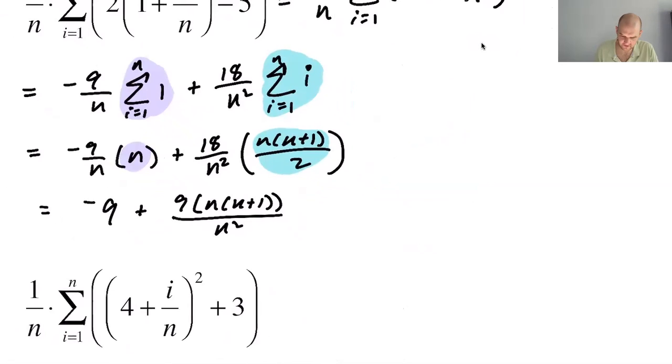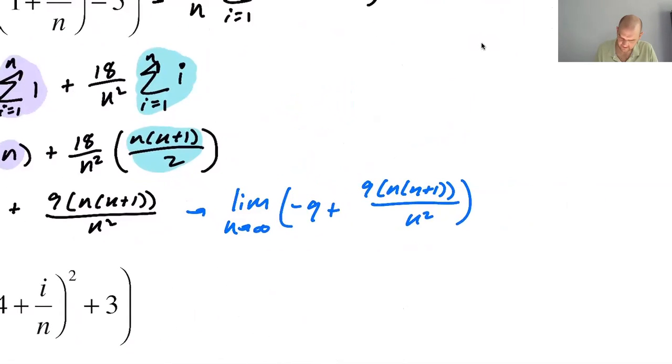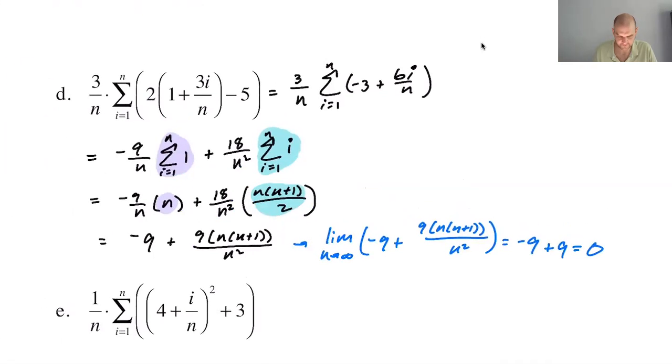I'm going to do it in a different color because it's not really related, but, well, it's very related. If I let n go to infinity, negative 9 plus 9 times n plus 1 over n squared. This is just going to be negative 9, because there's no n there. This is like 9n squared plus some garbage over n squared. If n goes to infinity, that's just 9. So that gives me 0.